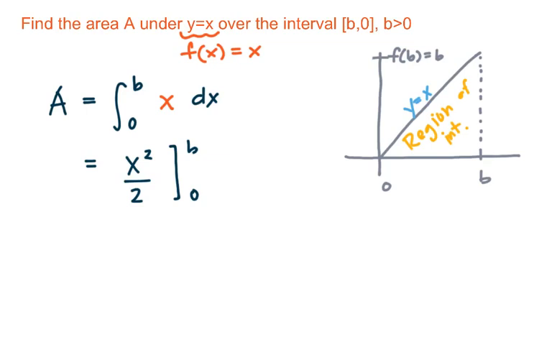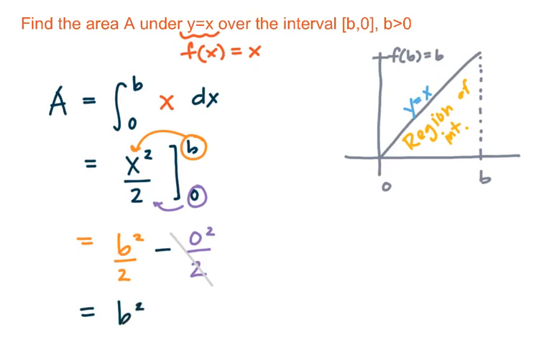And so I'm going to take this and evaluate this. The first thing I'll do is take my b value and plug it in. So this is b squared over 2 minus, and then I'll take my 0 value and plug it in, 0 squared over 2. Now if I were to simplify that, the second term is just 0, so we end up with 1/2 b squared, or b squared over 2. That represents the area.